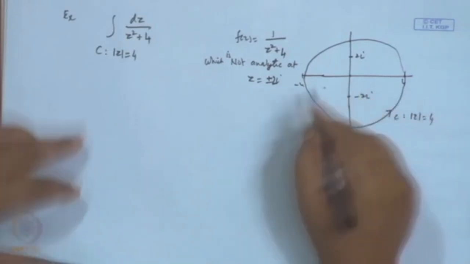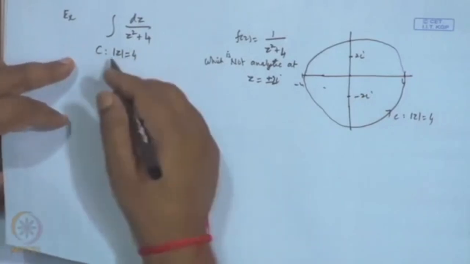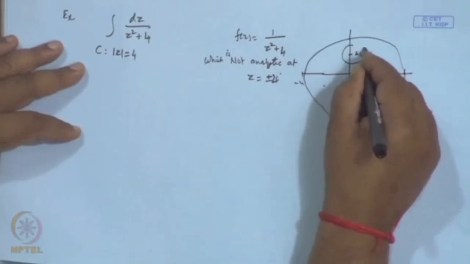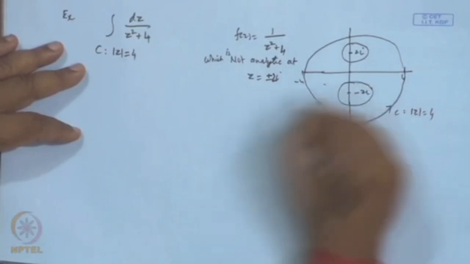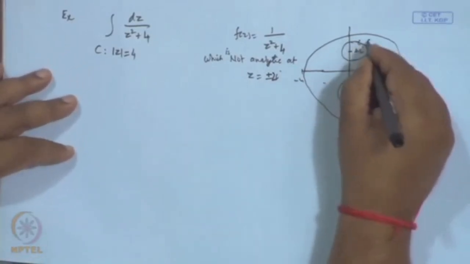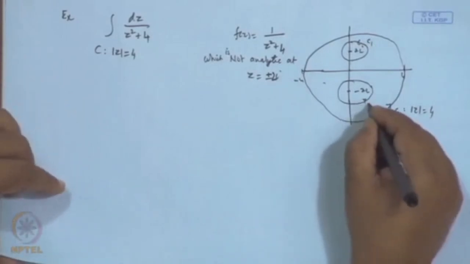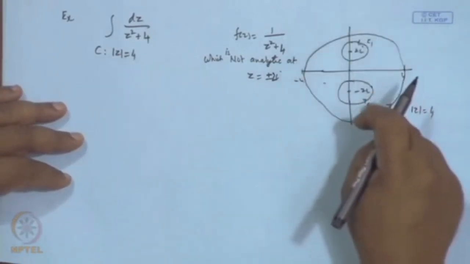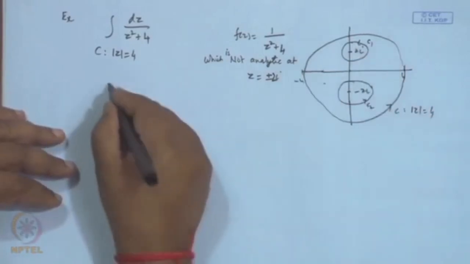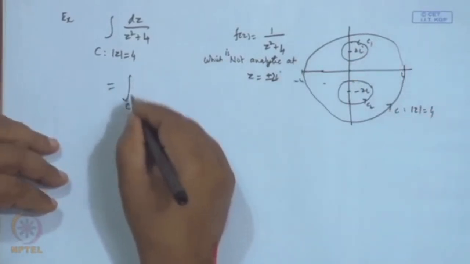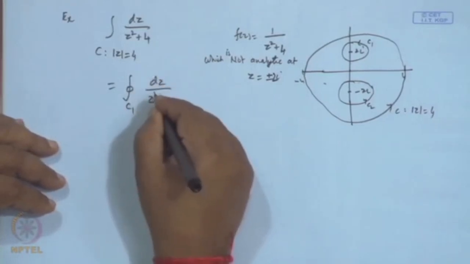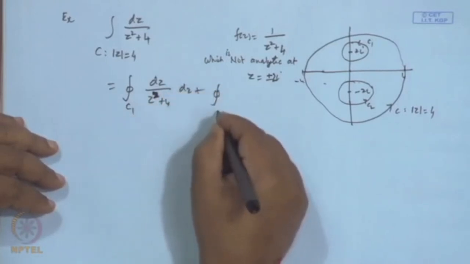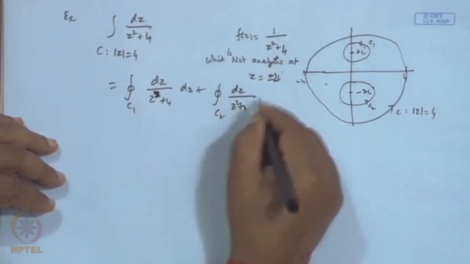Now, we wanted the value of this integral. If we look at this, the function has two singularities. So, we can remove the singularities by drawing two curves, say C 1 and C 2. The line integral along the outer boundary is the same as the line integral along the inner boundaries. So, this will be the same as the integral along C 1 of d z over z square plus 4, plus the line integral along C 2 of d z over z square plus 4.